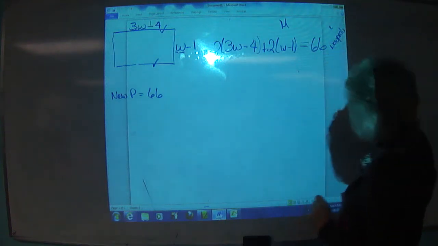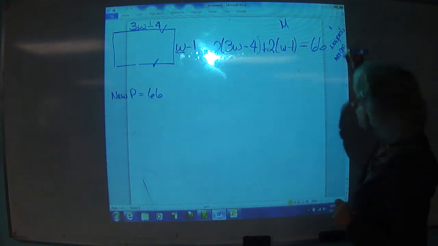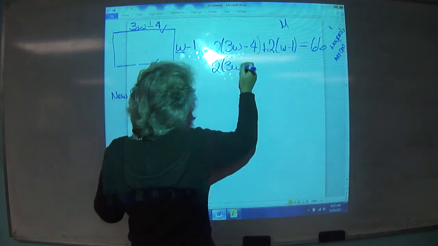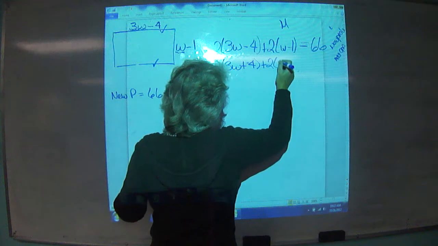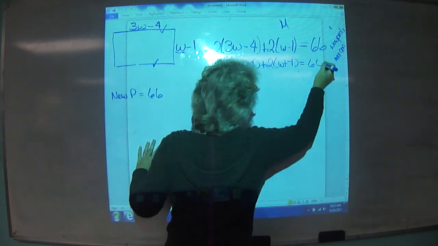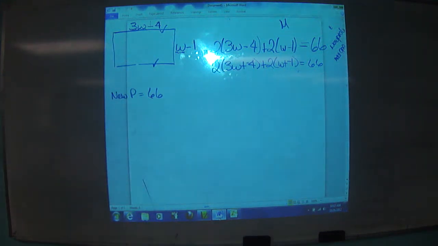Okay? So we're going to add the opposite. You guys know what I really call that. So it's 2 times quantity, 3W plus negative 4, and stop pounding, W plus negative 1 equals 66. And all I did was change subtraction to adding the opposite, because I don't want to end up with a positive when it should be a negative and vice versa.